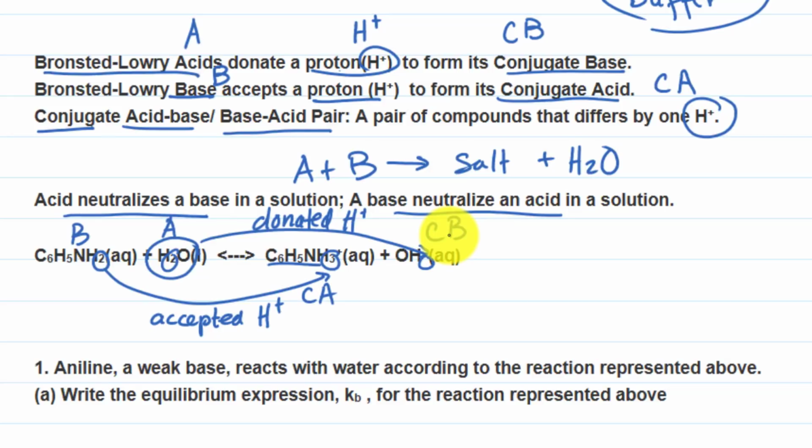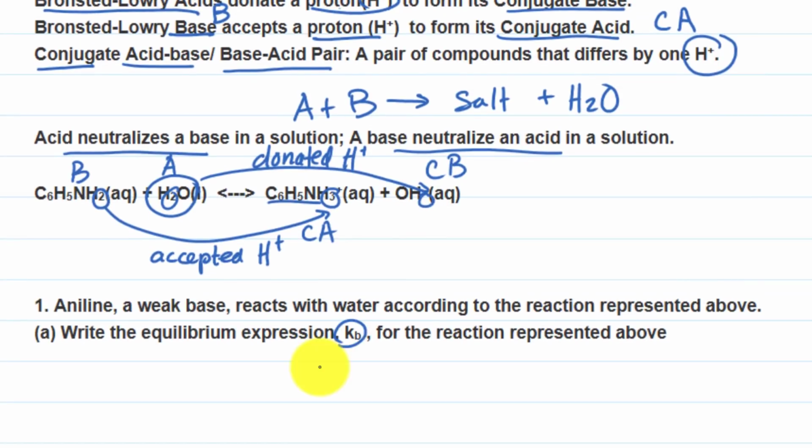And then for this problem, we're going to write the equilibrium expression Kb for the reaction represented above. And the way it works is pretty easy, okay? When we write an equilibrium expression, we are going to ignore two states of matter. And those two states of matter are liquid and solid. So in this case, we can ignore the water.